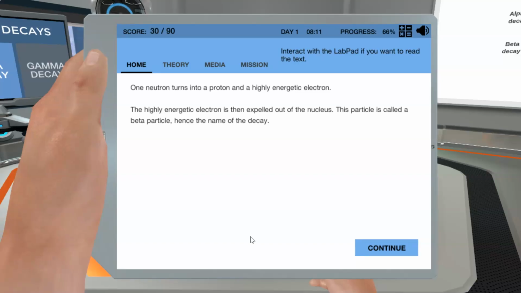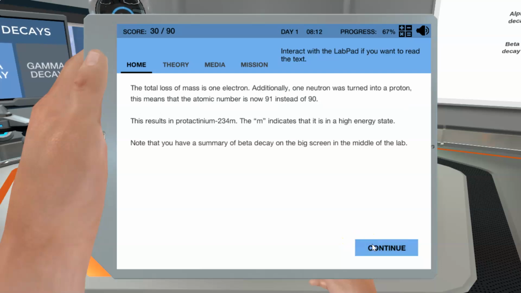One neutron turns into a proton and highly energetic electron. The highly energetic electron is then expelled out of the nucleus. This particle is called a beta particle, hence the name of the decay. The total loss of mass is 1 electron.